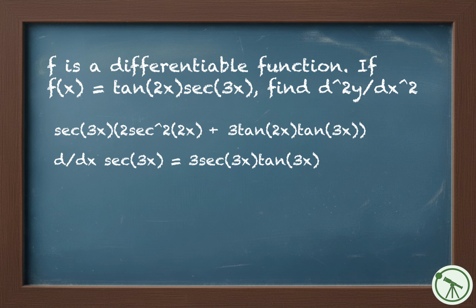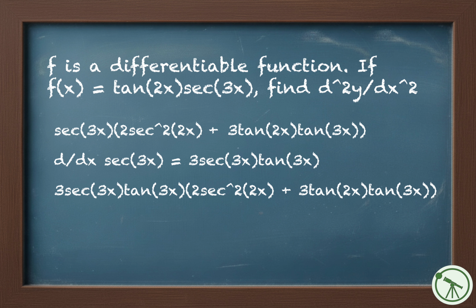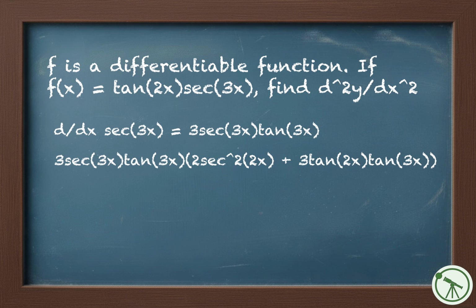Starting off, the derivative of secant of 3x, as we did earlier, is 3 secant of 3x times tangent of 3x. Now we just multiply it by the other function. And now we have the other part. We have to multiply secant of 3x by the derivative of the huge other function.